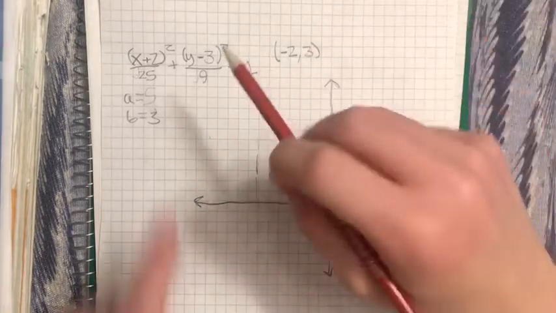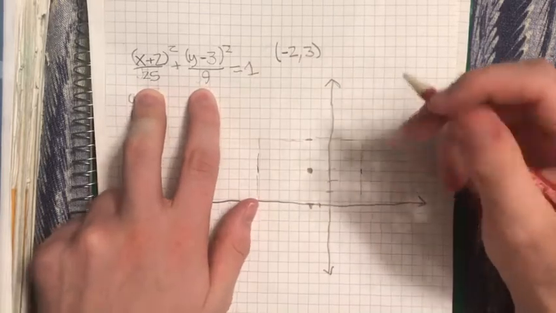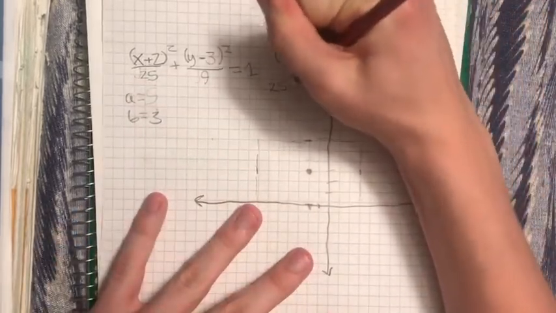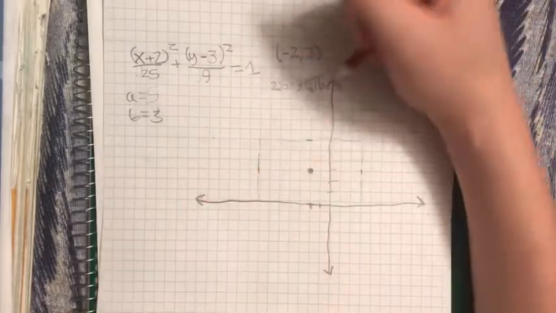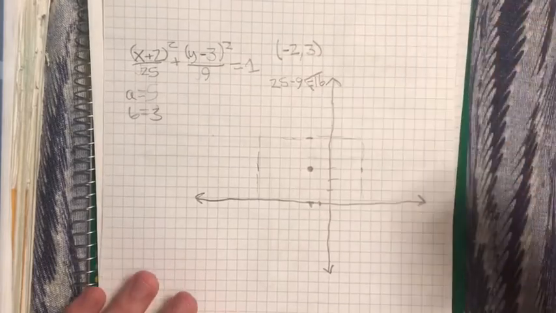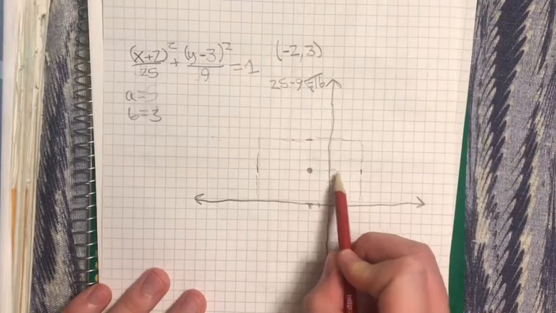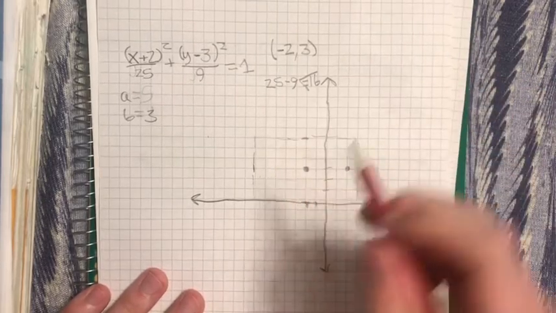To get our foci, we have to get the original two denominators, 25 and 9, and find the difference. 25 minus 9 equals 16, and then root that. That equals 4. 4 is our foci number, so we go out 4. 1, 2, 3, 4. 1, 2, 3, 4.